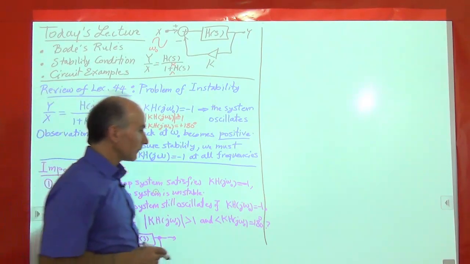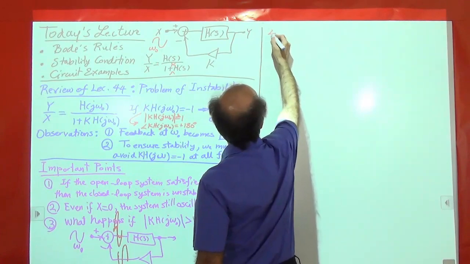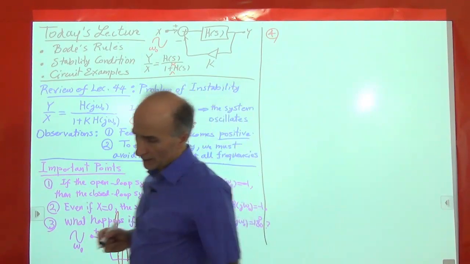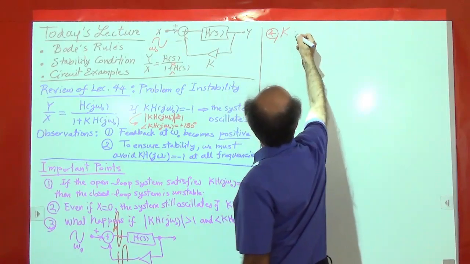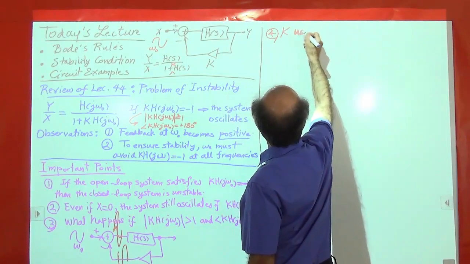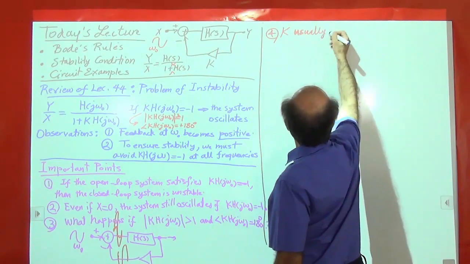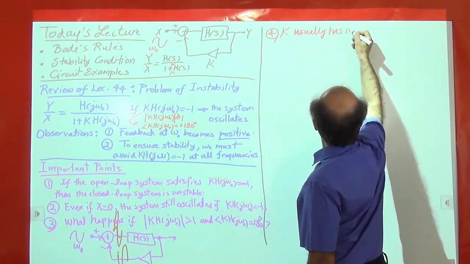Okay, number 4. Point number 4 is that K usually has no phase shift.